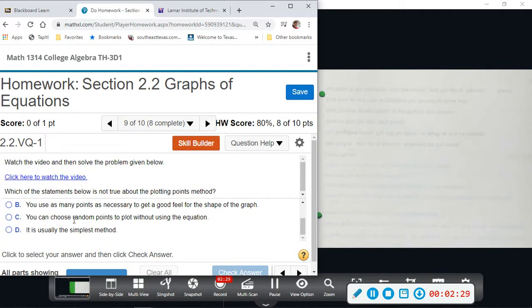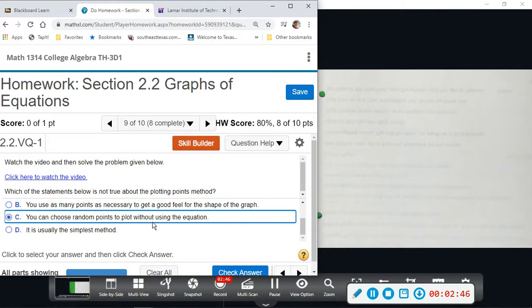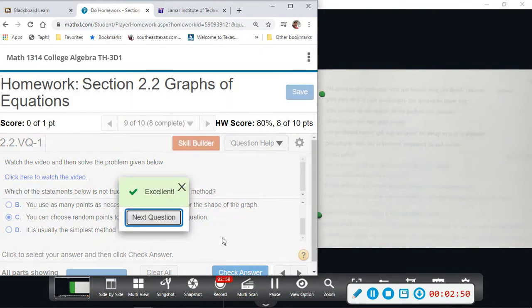It says you can choose random points to plot without using the equation. Okay, that would be false. You have to use the equation. And then D says it's the simplest method. Yes, plotting points would be the easiest thing to do when you're graphing. So C would be false. You cannot plot and make a graph without using the equation. It has to satisfy the equation.